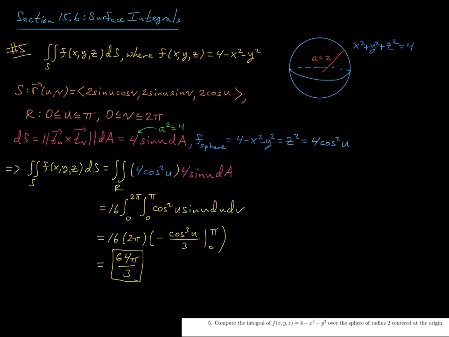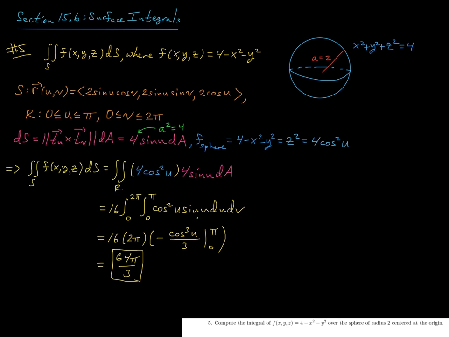So now we can go ahead and set up our surface integral. So we're going to integrate f evaluated along the sphere. So that's just 4 cos squared u. And then we have our dS surface area element. And we found that that was 4 sine u dA. And we're integrating over this rectangle R in the uv plane where u varies from 0 to pi and v varies from 0 to 2 pi.